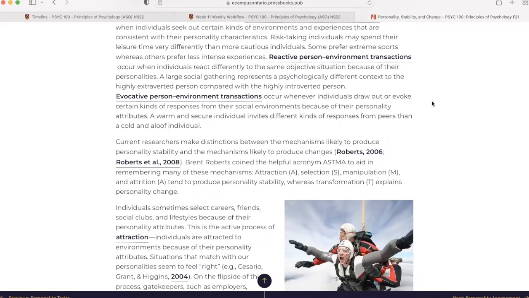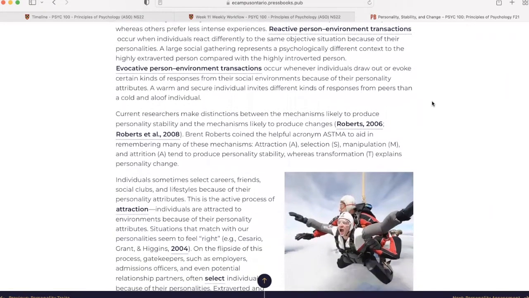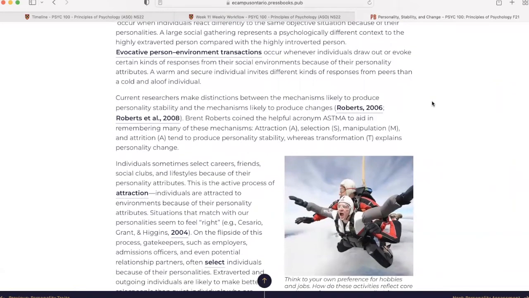Reactive person-environment transactions occur when individuals react differently to the same objective situation because of their personalities. A large social gathering represents a psychologically different context to the highly extroverted person compared with the highly introverted person. Evocative person-environment transactions occur whenever individuals draw out or evoke certain kinds of responses from their social environments because of their personality attributes. A warm and secure individual invites different kinds of responses from peers than a cold and aloof individual.